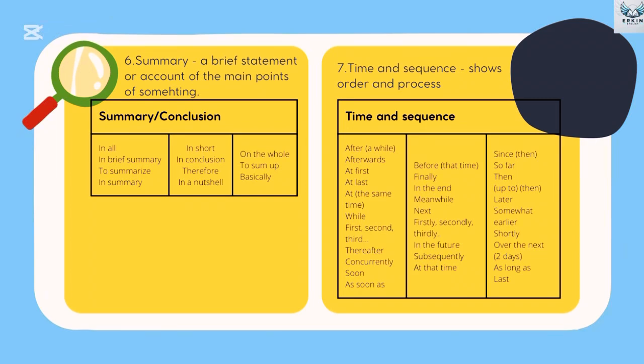So these types of cohesive devices are after a while, afterwards, at first, at last, at the same time, while, first, second, third, thereafter, concurrently, soon as, before that time, finally, in the end, meanwhile, next, firstly, secondly, thirdly, in the future, subsequently, at that time, since then, so far, then, up to then, later, somewhat earlier, shortly, over the next 2 days, as long as, and last.